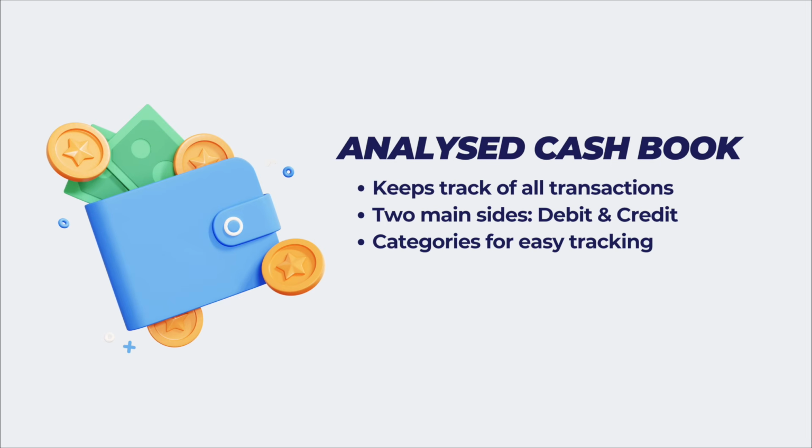There's two main sides. There's a debit side and a credit side. These sides are used to record where the money is going. Is it going into the business or is it going out of the business? Depending on where the money is going, depends on what side you put that transaction on. We'll talk about that in a little bit more detail in the next section.